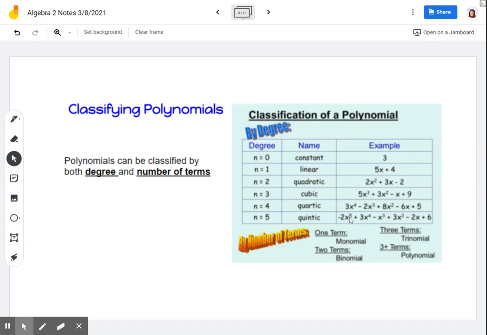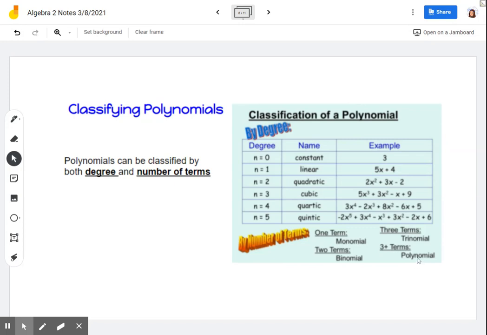If we're looking to classify a polynomial by its number of terms, then if it's just one term, so that's the constant example here, an example of just one term, we'll call that a monomial. 2 terms will be considered a binomial. So our example here for linear is a binomial. For 3 terms, our example is the quadratic. It's got 3 terms, a quadratic term, a linear term, a constant term. There's 3 terms there. And then anything higher than 3 terms, we're just going to call it a polynomial.